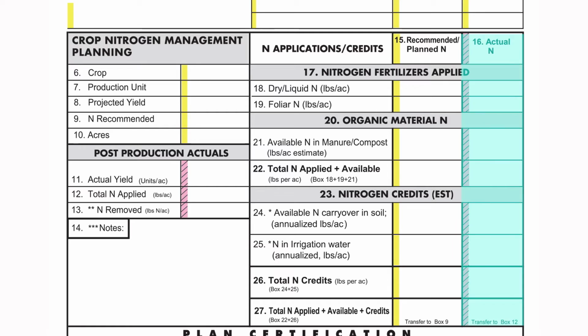Actual application amounts don't need to be the same as the planned. That amount can be different based on changing conditions such as weather, pest damage, or other factors beyond your control. Once harvest is complete and the actual numbers are known, you can move on to the post-production actuals section.